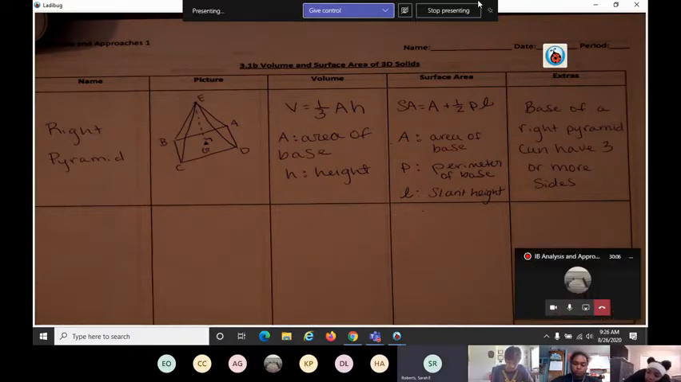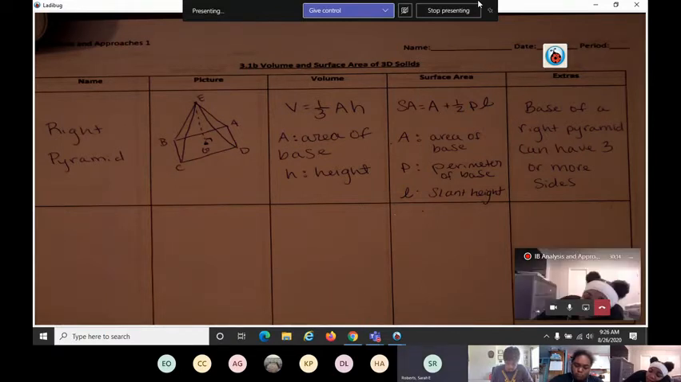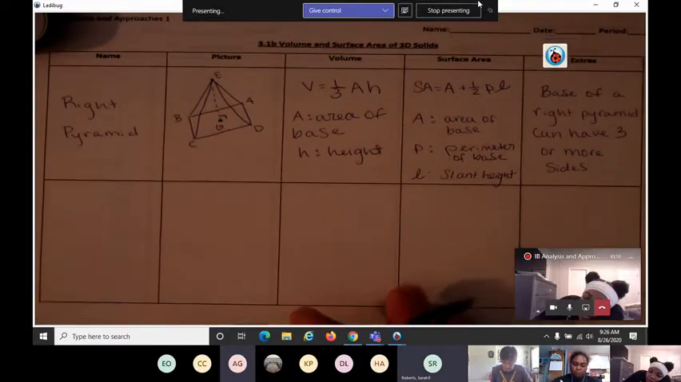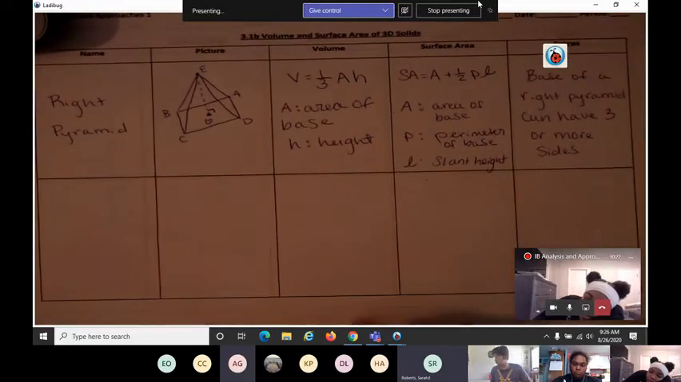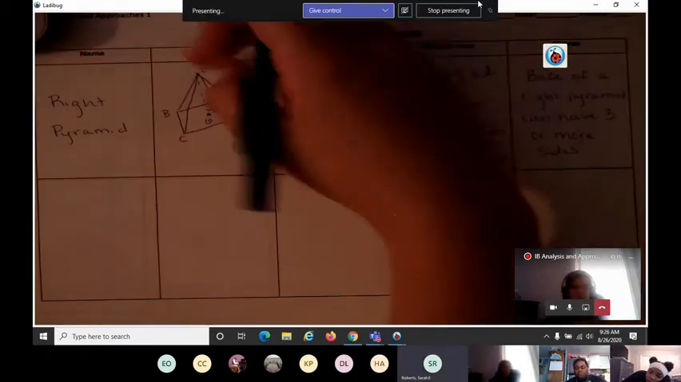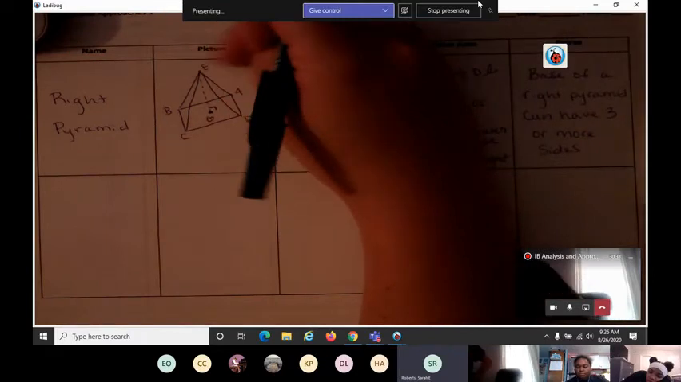Do you guys need a minute to write everything down, or are you guys good to move on to the next one? I'm good. I took a picture. Okay. Make sure you're still trying to write down as we go. Okay. Wouldn't all pyramids be right pyramids? No. You can have a funky pyramid where, like, imagine picking up this vertex and just shifting it over to the side.